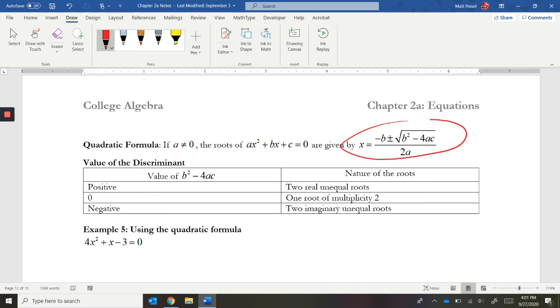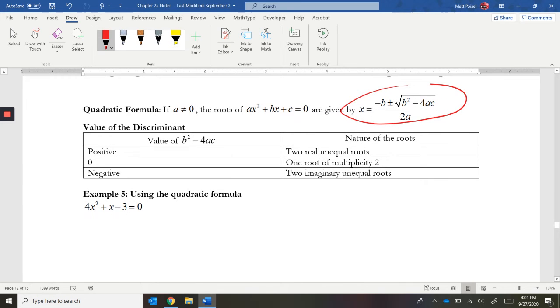We'll look at this later, but this formula is actually derived from completing the square, which we looked at in video 1, which is kind of interesting. Now, one thing to pay attention to is something called the discriminant. The discriminant is this b squared minus 4ac. It's the part under the square root.